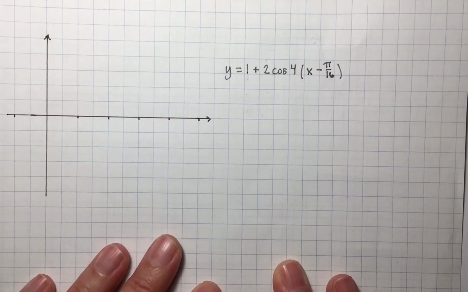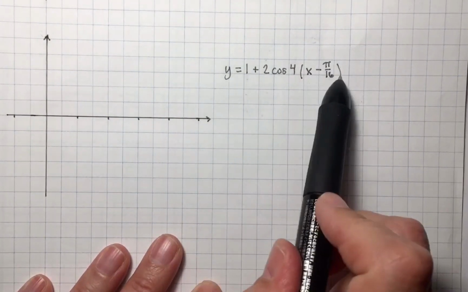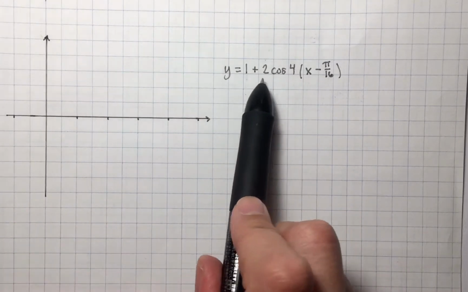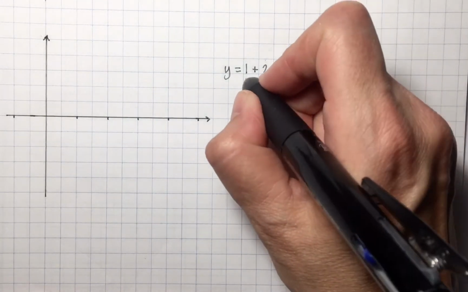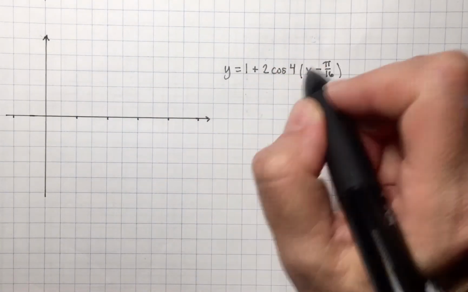Okay, it's time to get a little fancier here. We're going to graph this equation right here. So it has all the transformations possible. So we need to remember what we know about transforming functions and sinusoids, which cosine is a sinusoid.